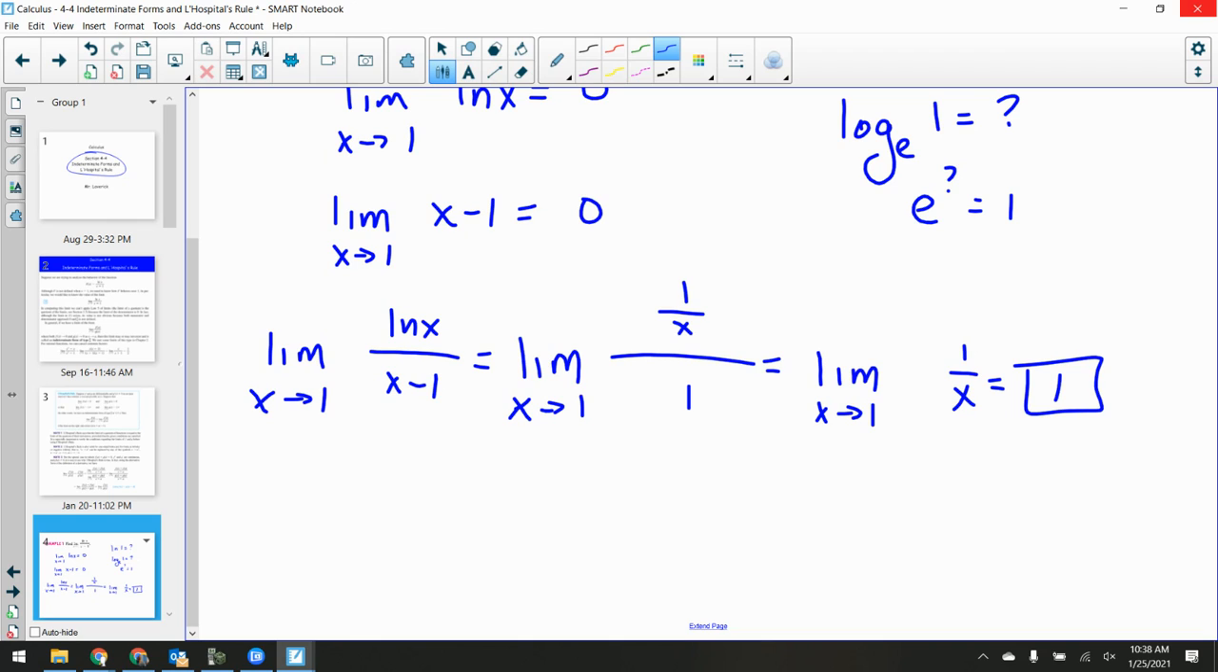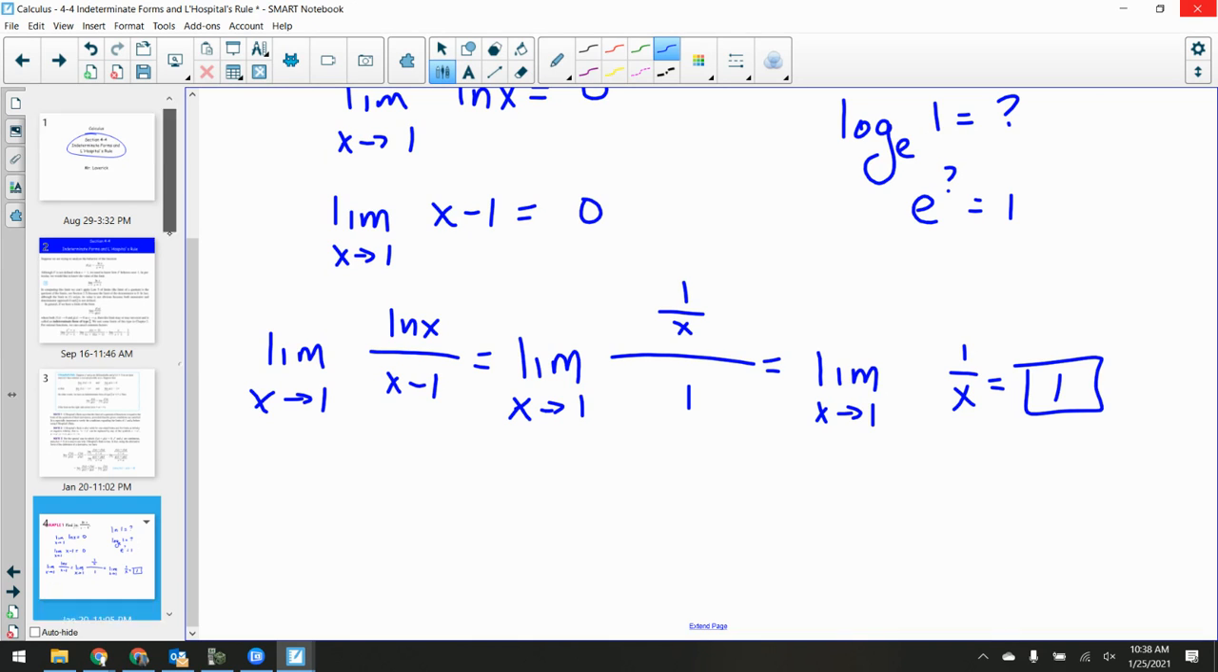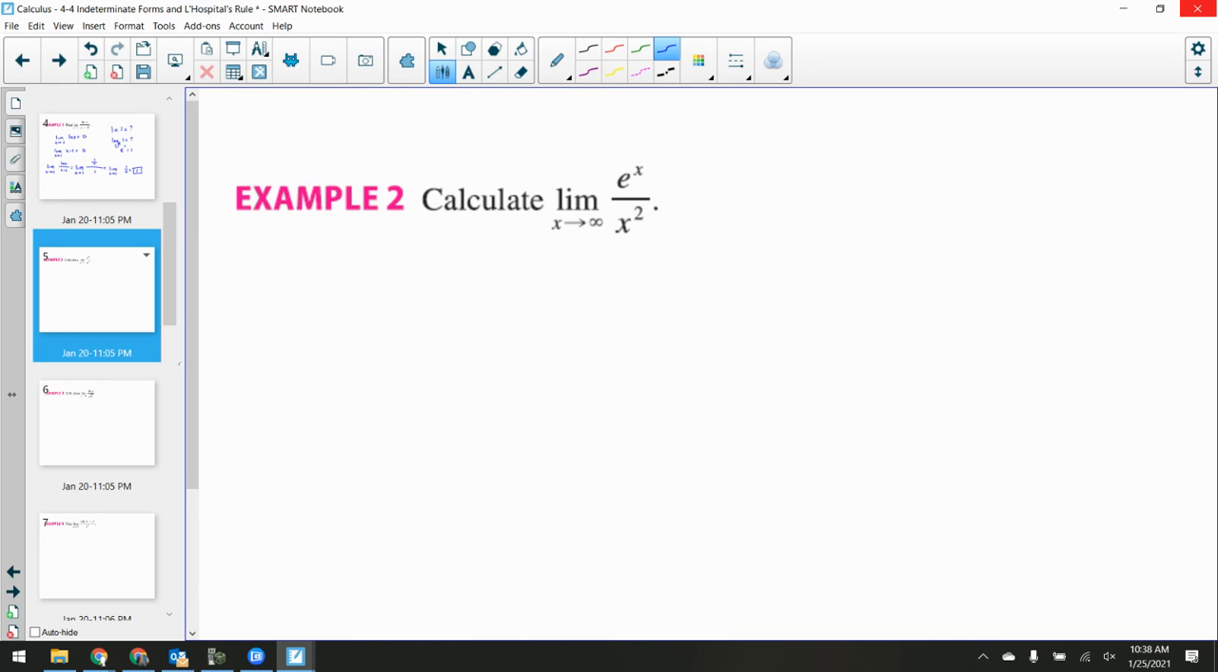You can actually use L'Hopital's rule continuously, right? If you use L'Hopital's rule and then you get another indeterminate form back out again, you can actually use it again, and then again, and then again, until you get something that you can compute. It's convenient like that. It doesn't just work once, it works continuously.